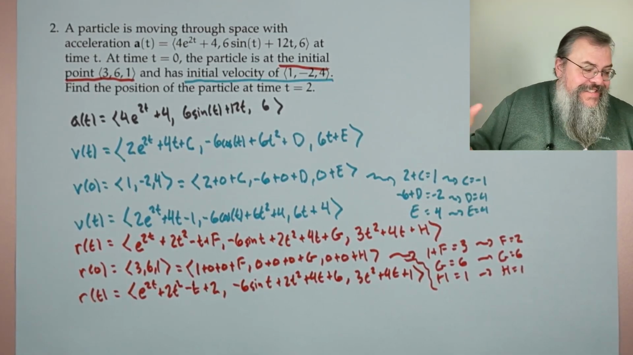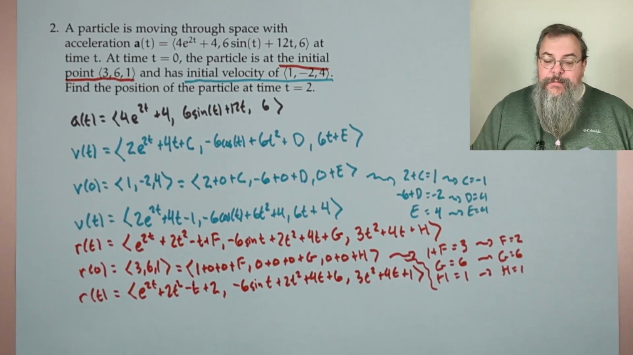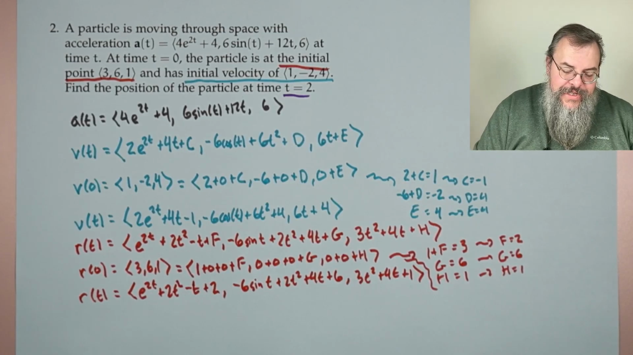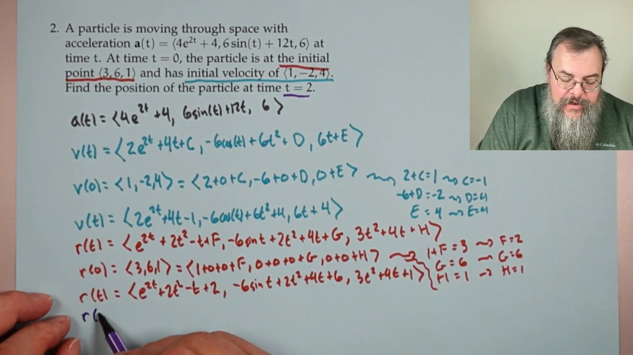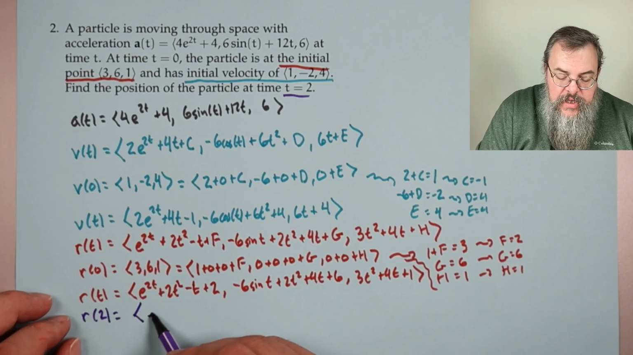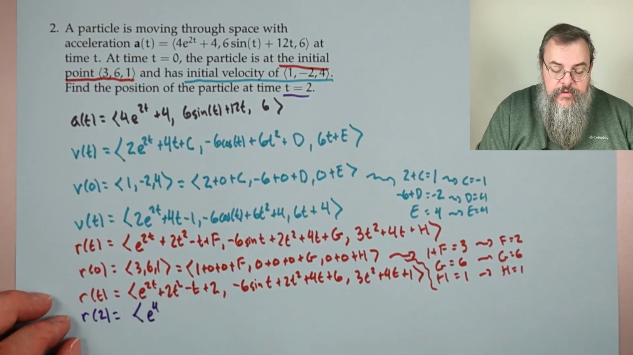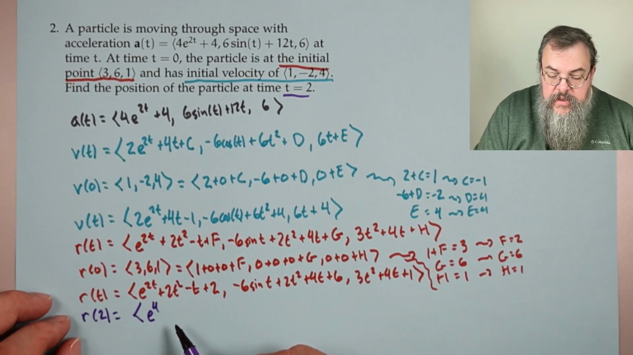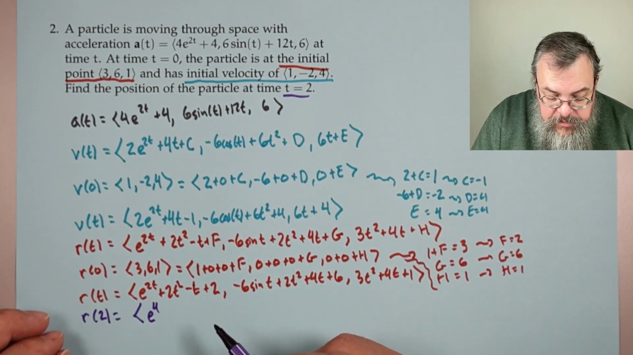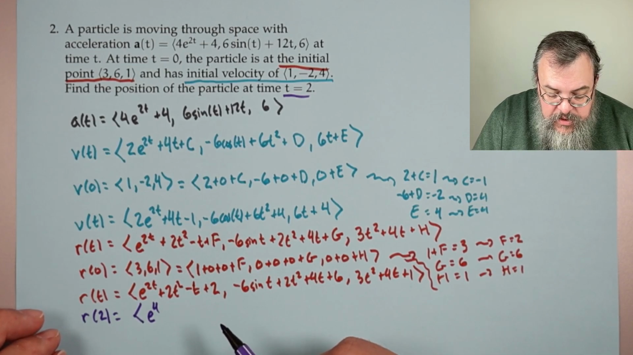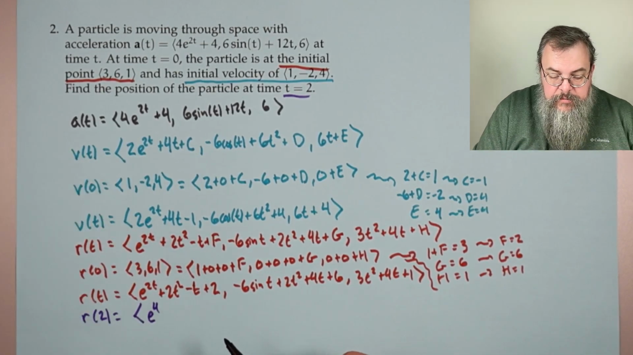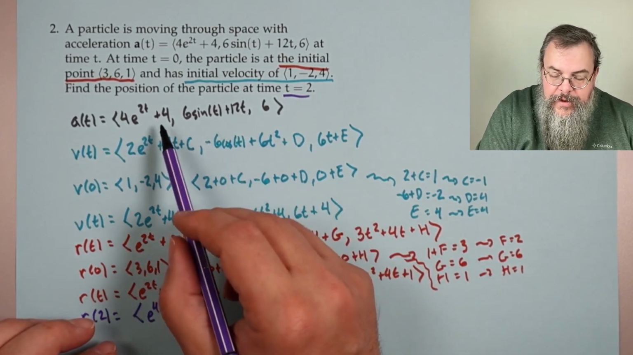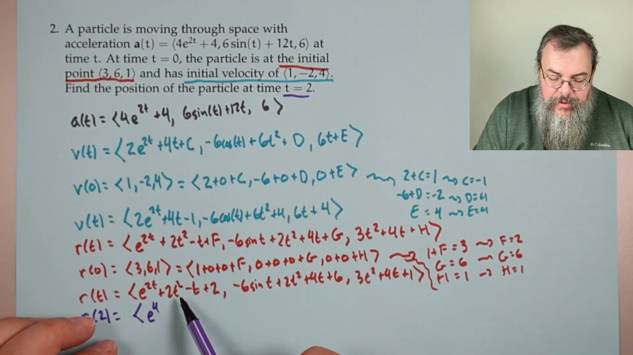Woohoo! Nice! All right, so what do we plug in? 2. So here we go. R of 2. Well, that's e to the 4, 2 times 2 is 4, 2 times 2 squared. And let's see. Wait, something seems off. Are we good here? Yep, 2 times 2 squared. Sorry, I was double checking. Just want to make sure that it should be a t squared, not a t cubed.